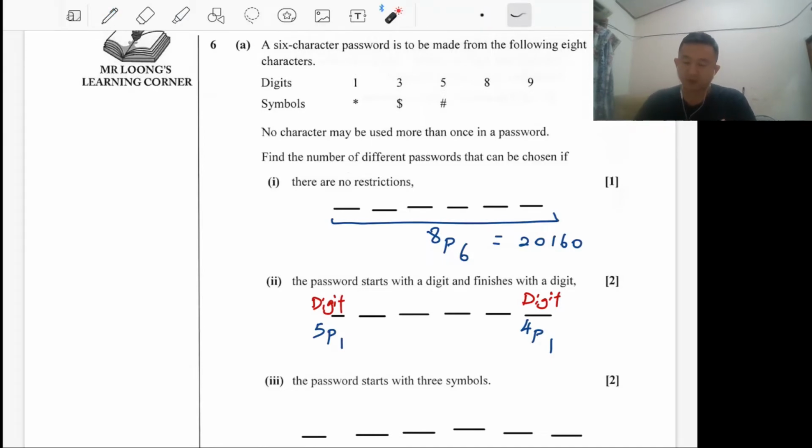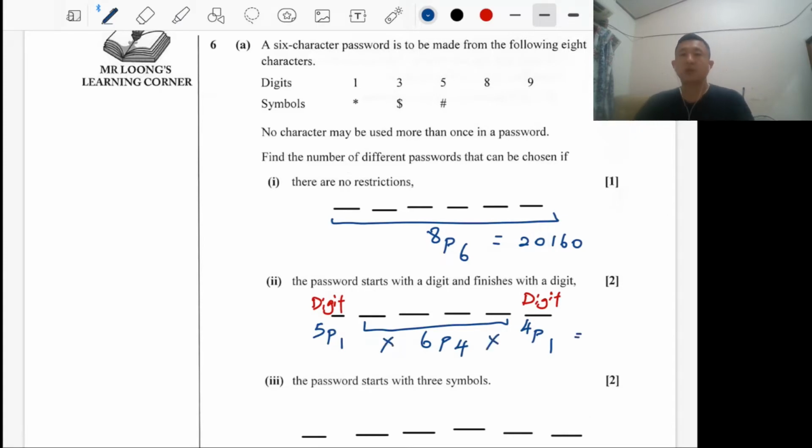And then, because in total you have 8, now 2 slots have been filled, so you have 6 characters left, regardless of whether it is a digit or symbol. Out of these 6, you're going to pick 4 to be arranged. 5P1, 6P4, 4P1. What is your answer?